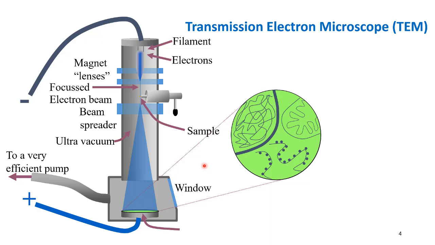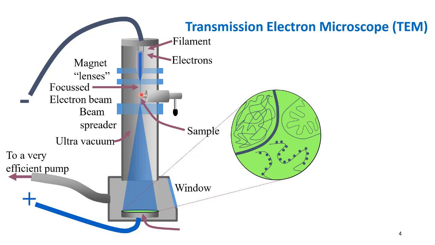Now coming to the TEM setup. TEM is called a transmission electron microscope, and as I told you, we see the transmitted beam out of our sample. So we have to be very careful while preparing the sample. Again we have an electron beam. The electron beam is coming and getting focused with the help of a magnetic lens over the sample holder. So this is a sample holder.